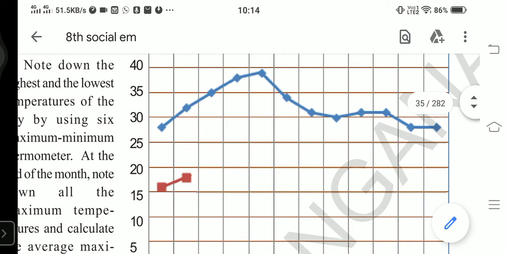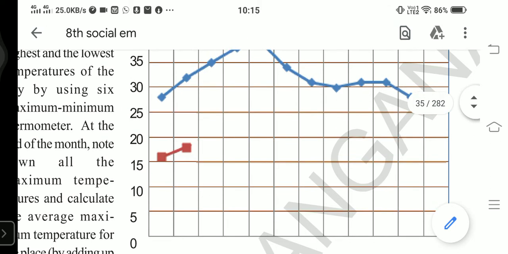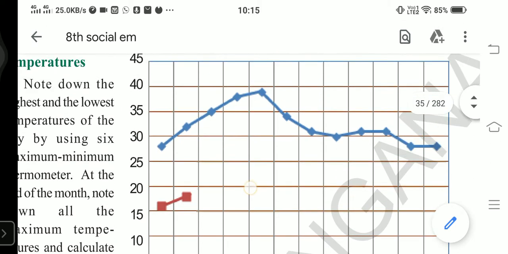Dear students, look here. What is the minimum mean maximum temperature for Hyderabad? We should see the mean minimum and mean maximum temperature for Hyderabad.